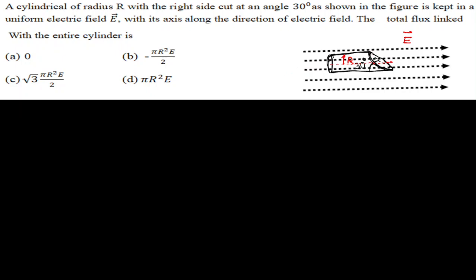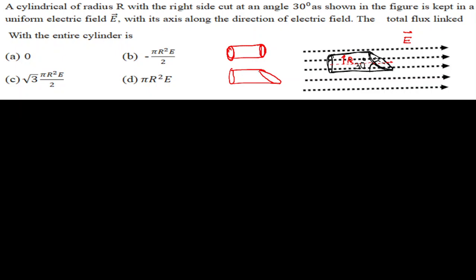The right side is not at 90 degrees. Usually we draw a cylinder like this, but in this case, the right side of the cylinder is cut at an angle, so it is made like this. In this case both faces are not the same: if you cut at 90 degrees, then it will be a circle. But if you cut at other than 90 degrees, then it will no longer be a circle. It will actually be an ellipse.